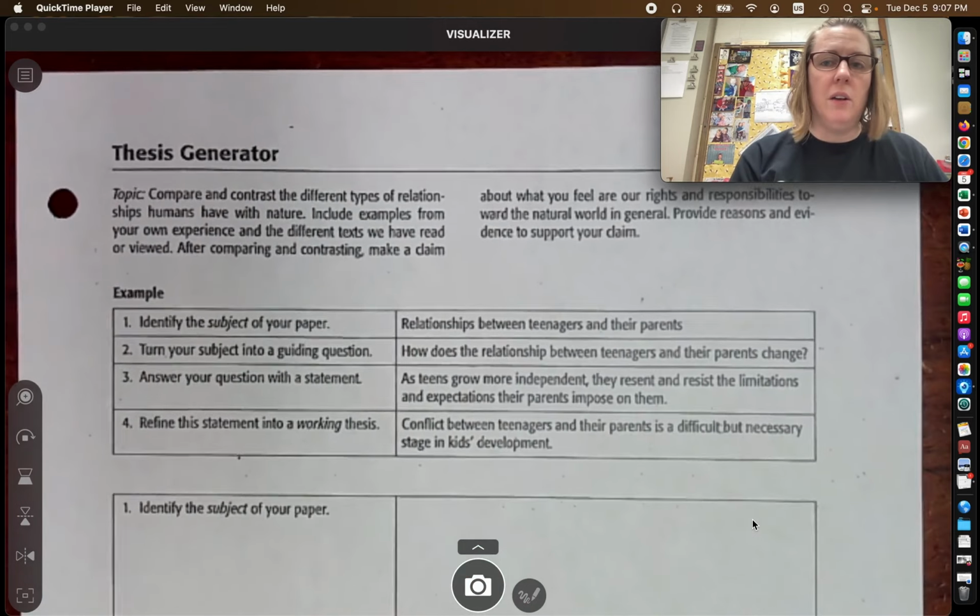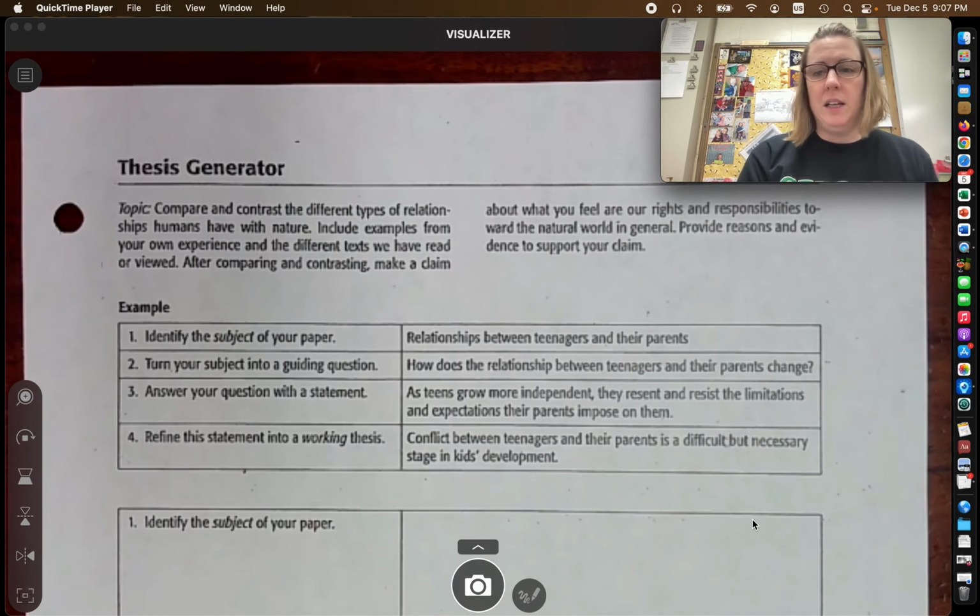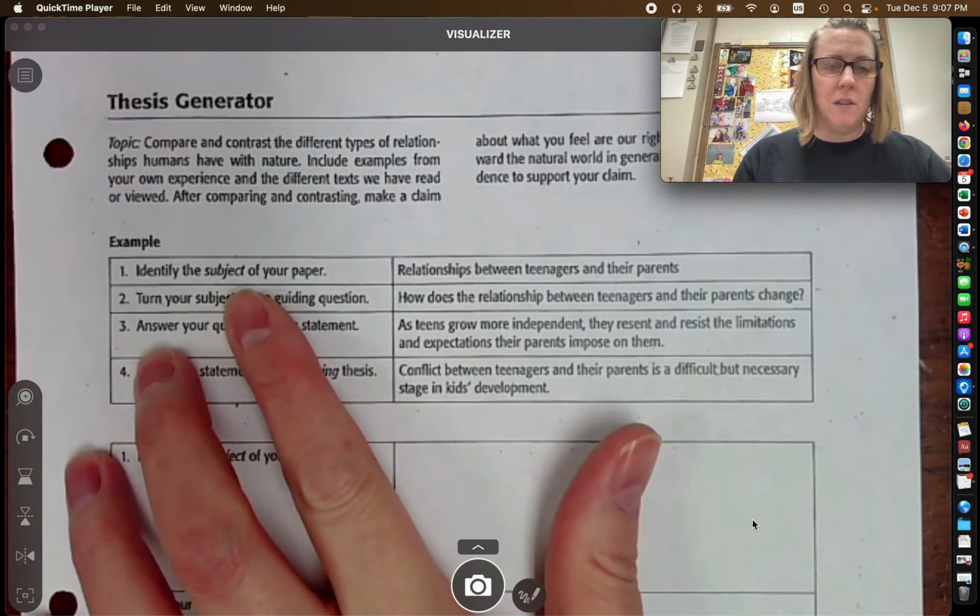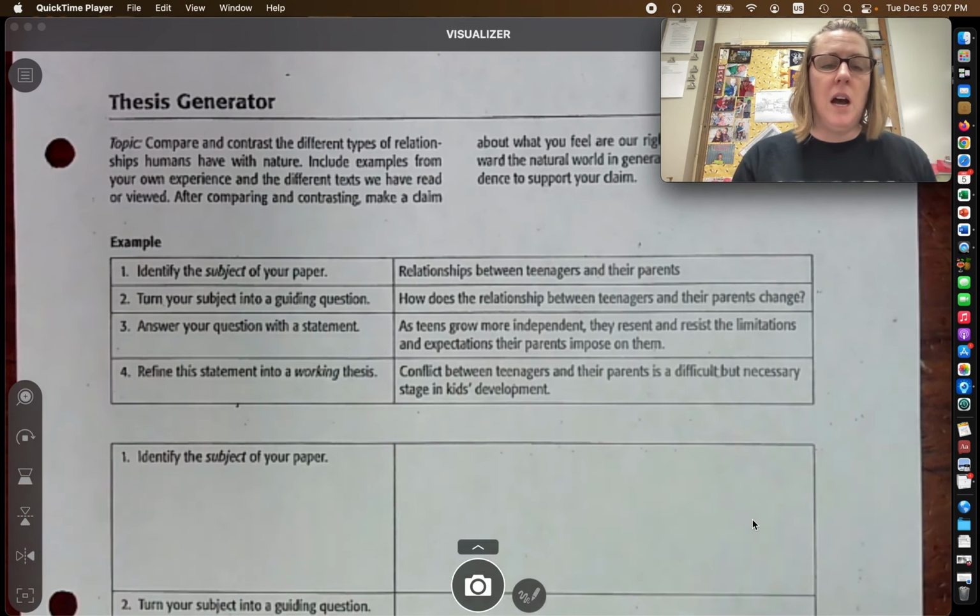So first of all, as you get older and into college, there's no guarantee that your teacher is going to tell you exactly what your papers are about. Sometimes they're just going to say, write a paper. And when that happens, you might feel lost. But if you have this 4-step thesis generator process in your mind, then hopefully you're not going to feel as lost. So the first thing that you're going to do is identify the subject matter of your paper.